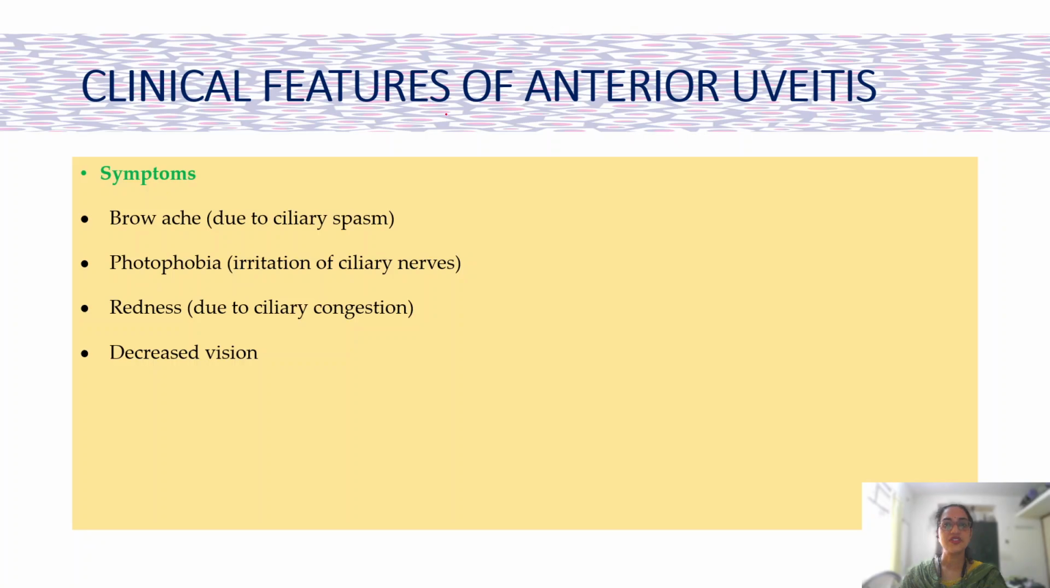So, clinical features of anterior uveitis: they present with brow ache. It can be unilateral or bilateral. Photophobia is very characteristic of anterior uveitis. That is due to the irritation of the ciliary nerves. Then there is ciliary congestion present with redness and decreased vision.